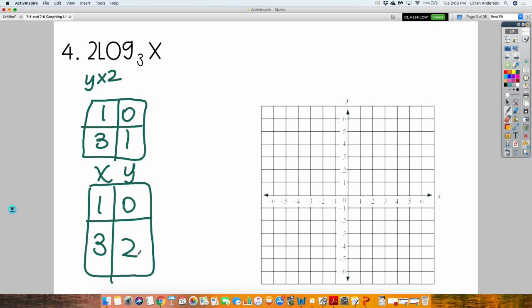Now, where's my vertical asymptote? It's still at 0. Very good. Remember, only horizontal shifts change my vertical asymptote. Okay?